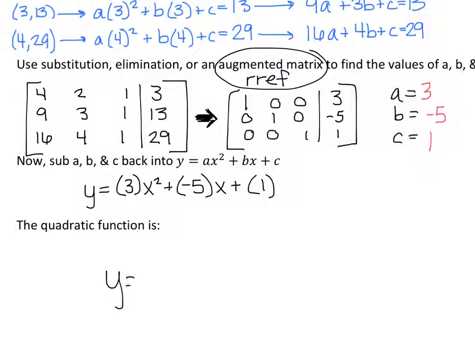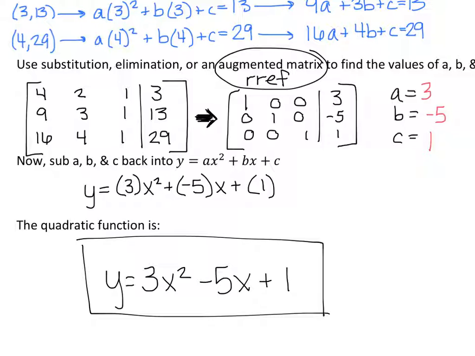What does y equal? 3x squared. What happens with the plus times negative 5? Negative 5x plus 1. That is the equation for the parabola that the 3 points that they gave us are on.